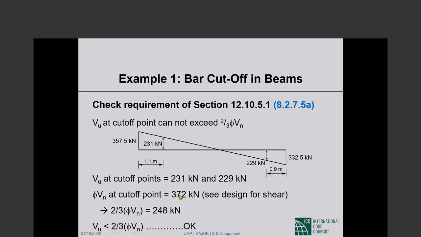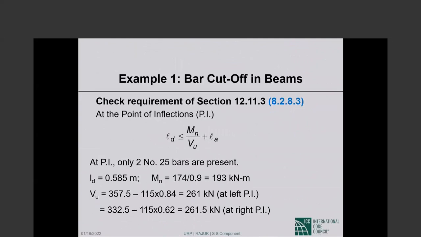I don't want to go back so many pages now. So 2/3 of phi times V sub N is 248, and this V sub U of 231 being less than 2/3 of phi times V sub N or 248, we are okay. So we can terminate the two number 28 bars in the tension zone as we have done. Then the check on bar size. Remember, bar size cannot be any larger than something. So this condition has to be checked.